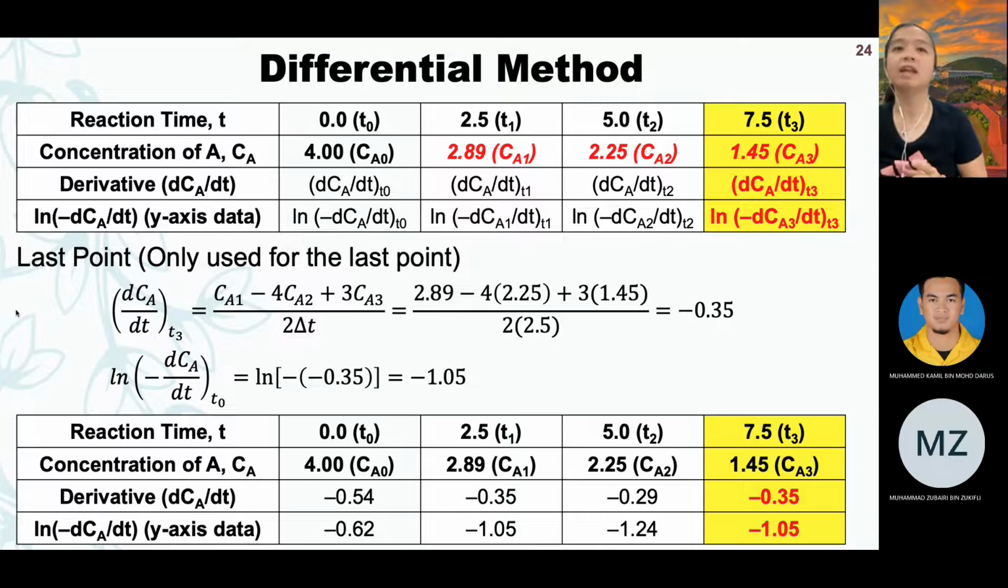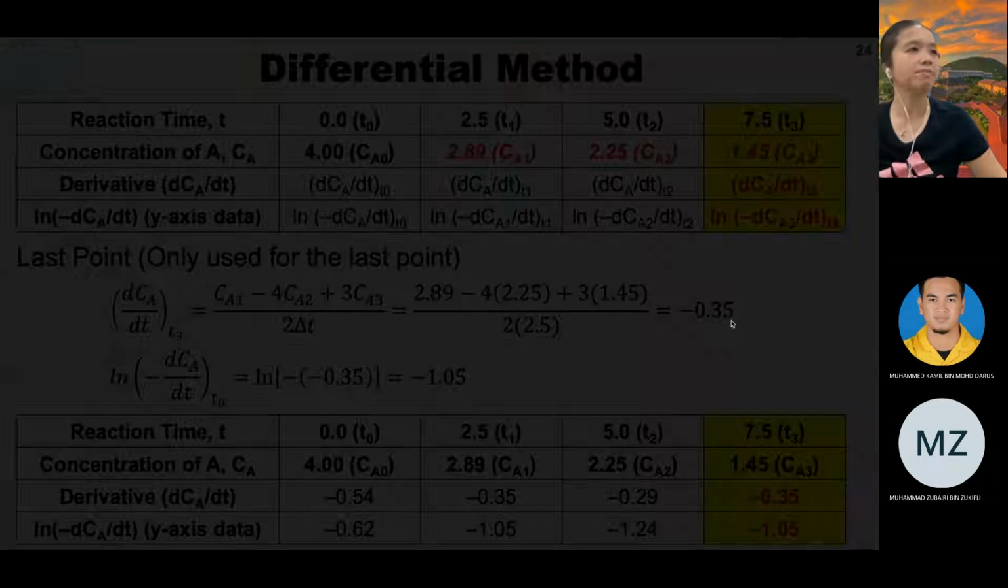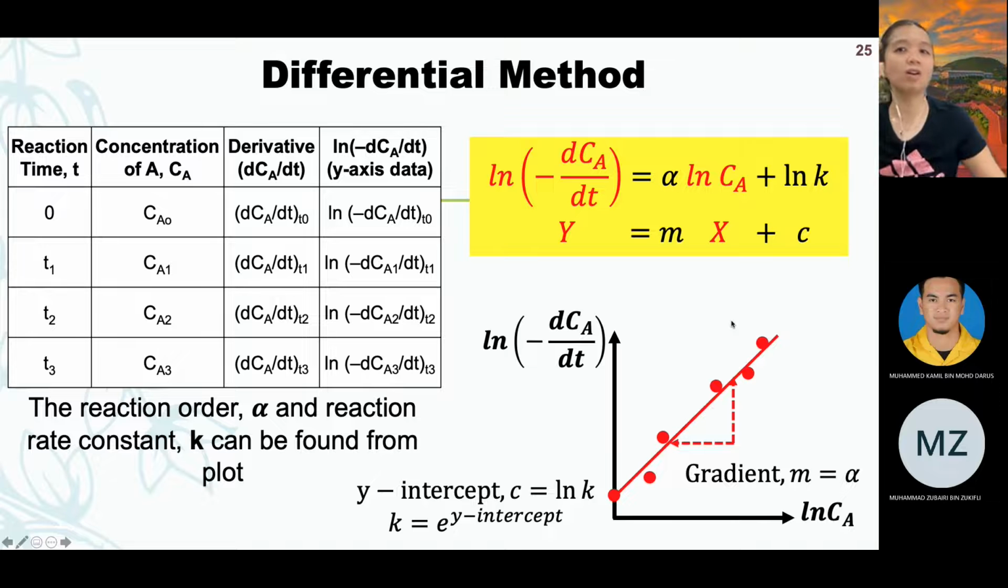Yang penting dah dapat nilai dCA per dt tu, kamu kena negatifkan nilai dia. Kalau dia dah negatif, double negative become a positive and then you lnkan the value. And the dCA per dt tak semestinya sentiasa akan negatif. Dia boleh jadi positif juga, depends lah. Okay, in this case dia dah negatif. So that sometimes can become the confusion. Right. Then next, okay. So that you have done all the calculation.